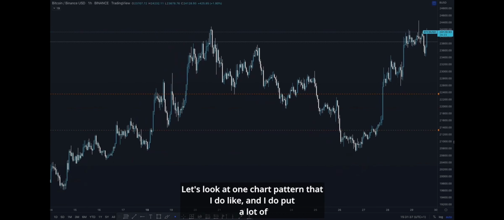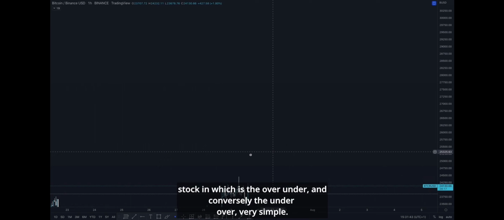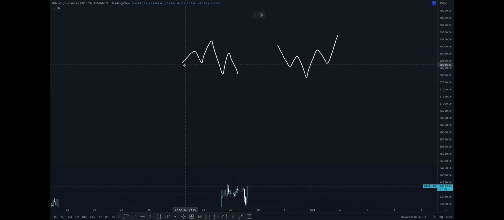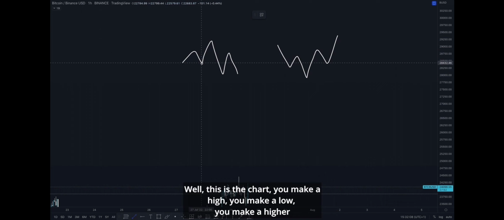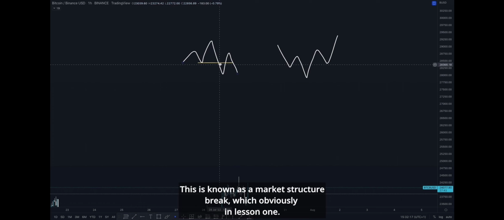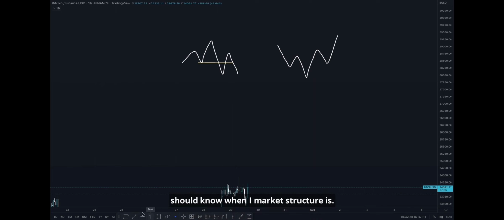Let's look at one chart pattern that I do like and I do put a lot of stock in, which is the over-under and conversely the under-over. Very simple. They are a reversal pattern. How do they work? Well, this is the chart. You make a high, you make a low, you make a higher high, you then break down beneath the low which led to the highest high. This is known as a market structure break, which obviously in lesson 1 I talked all about market structure, so I don't need to go over that again. You should know by now what market structure is.